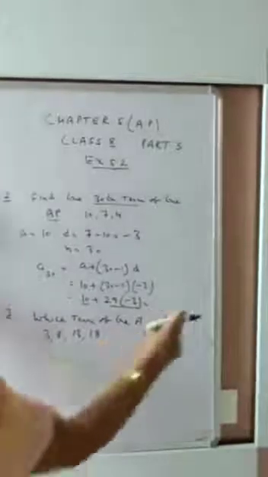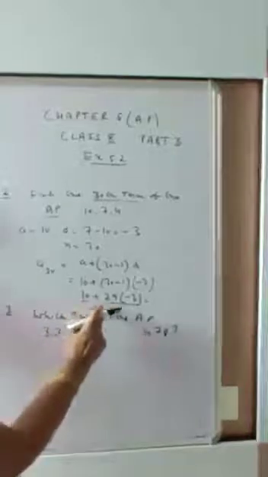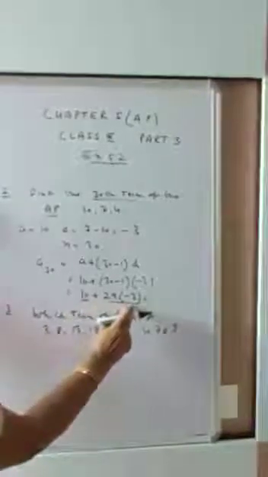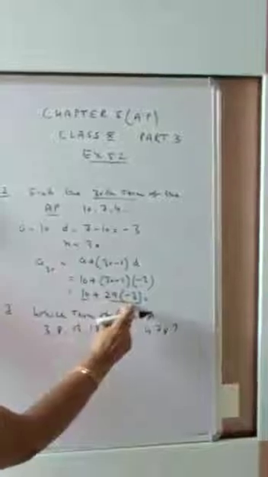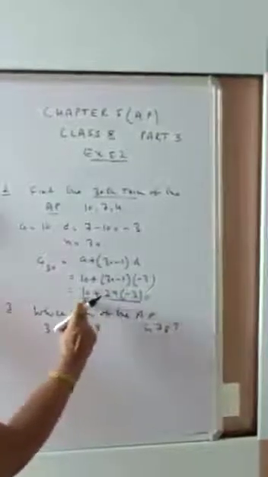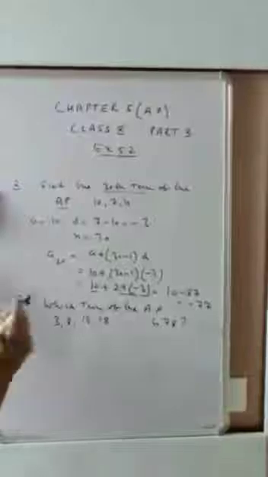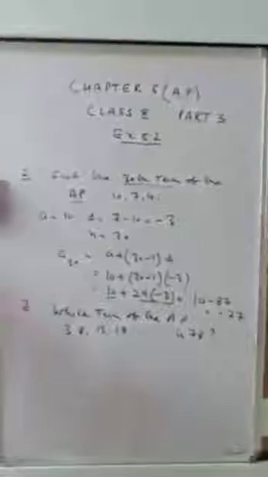While simplifying we use BODMAS: bracket, division, multiplication, addition and subtraction. Sometimes you can do it wrong, 10 plus 29, 39 into minus 3. It is wrong. What will be the correct way? First do multiplication and then addition. 10 plus minus 87, and 10 minus 87 is minus 77. So in this way we are able to find any unknown term of the AP without wasting time.